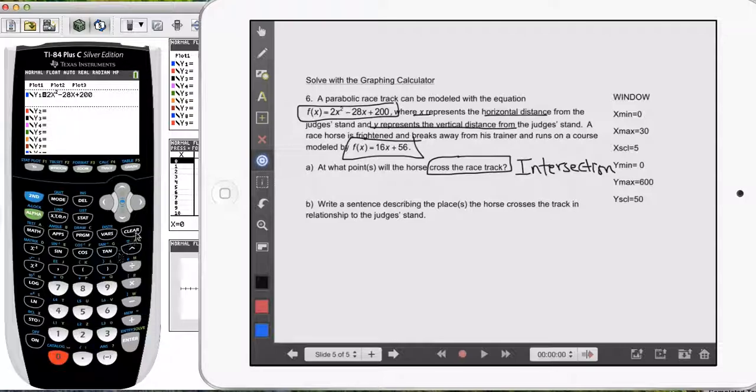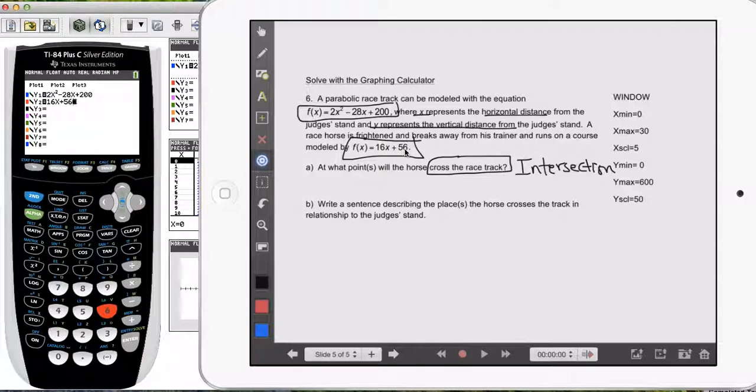And in the second equation, I'm going to put y2, which is going to be 16x plus 56. And now, to fix the window, I'm going to disregard this part and I'm going to talk to you how I'm going to figure it out with you. Now look at the intercept.